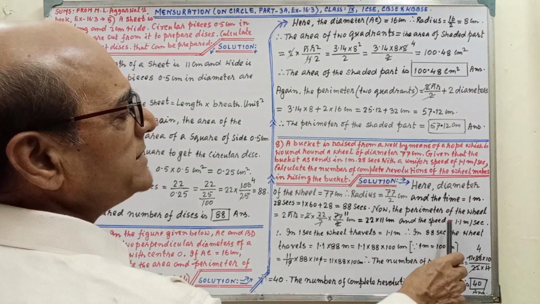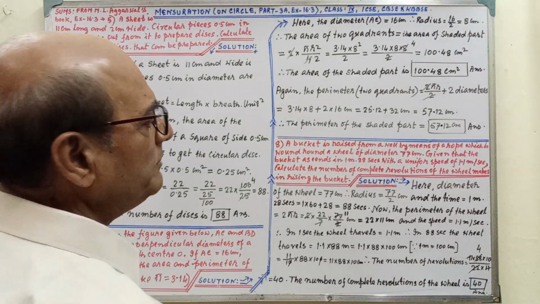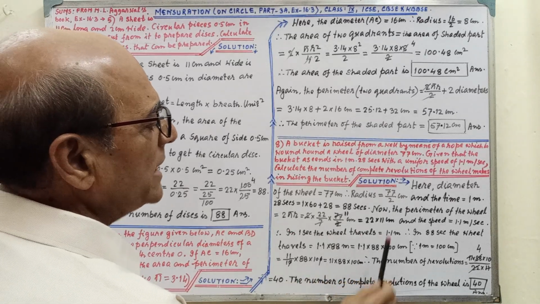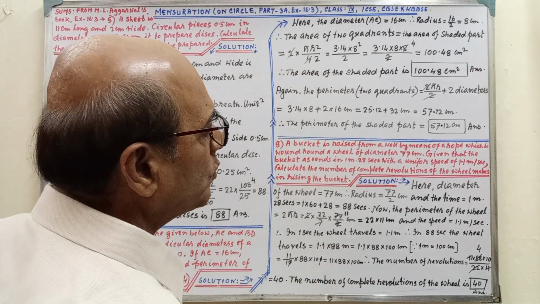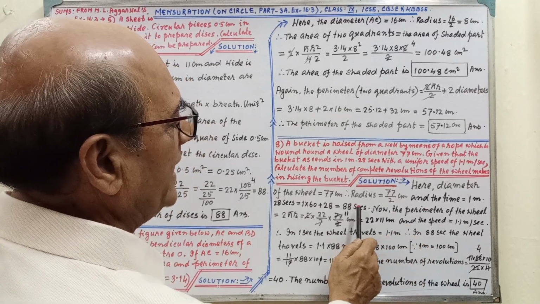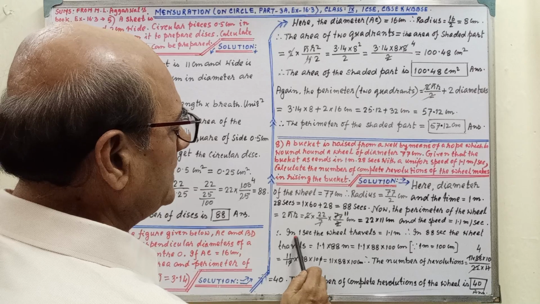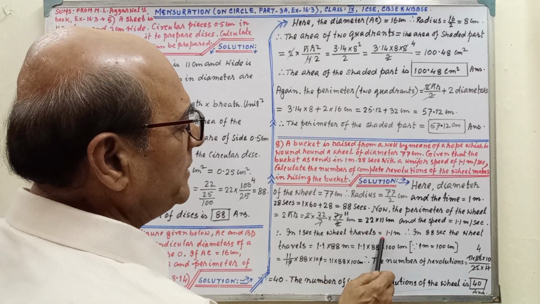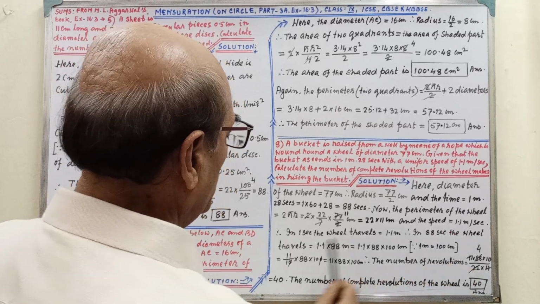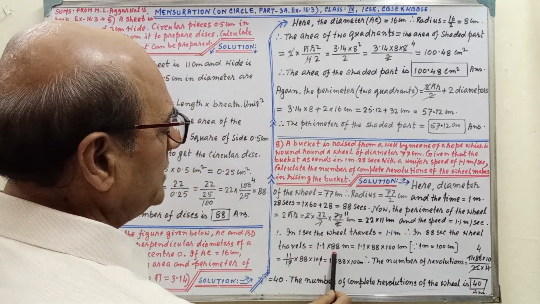And the speed of the wheel is 1.1 meter per second. That means in 1 second the wheel travels 1.1 meter. And the total time is 88 seconds. In 1 second the wheel travels 1.1 meter. Therefore in 88 seconds the wheel travels 1.1 into 88 meters.